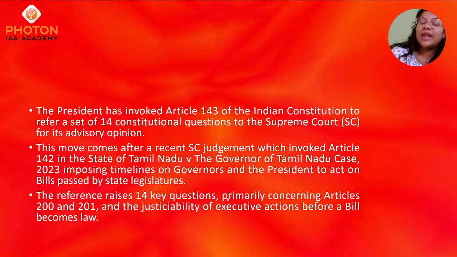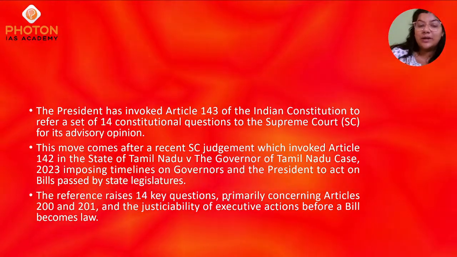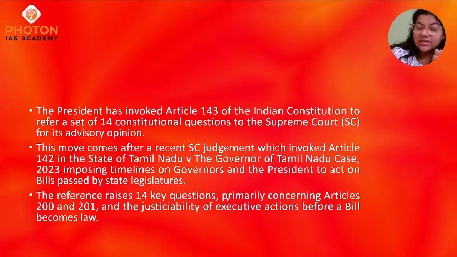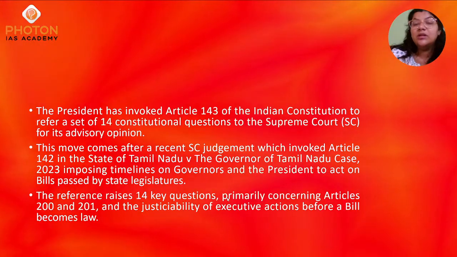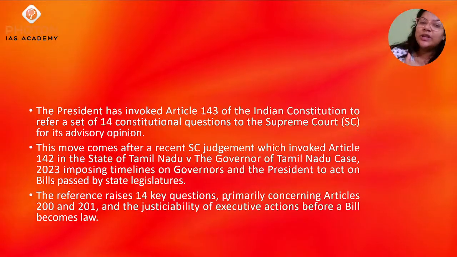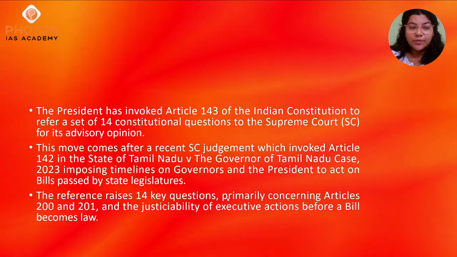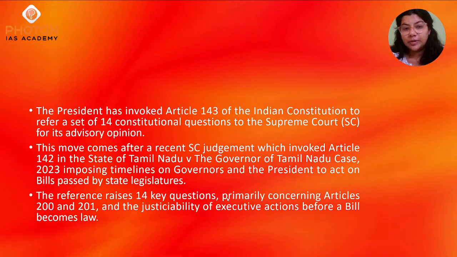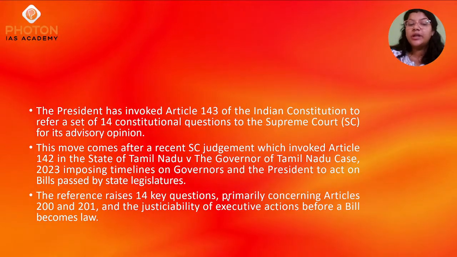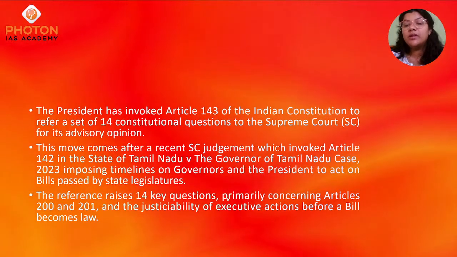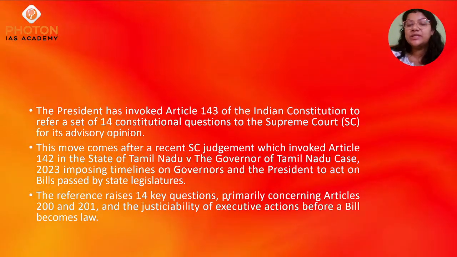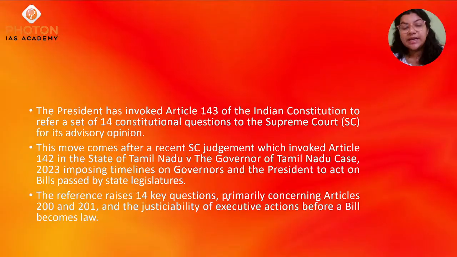as in what exactly do Articles 200 and 201 entail, what is the justiciability of these articles, how can the court interfere, what is the angle of the court interfering in this particular bill passing. All of these, a set of 14 questions, President Draupadi Murmu has asked the Supreme Court. This move comes after a recent Supreme Court judgment which invoked Article 142 in the State of Tamil Nadu versus the Governor of Tamil Nadu case 2023, imposing timelines on the governors and the President to act on bills passed by the state legislatures.